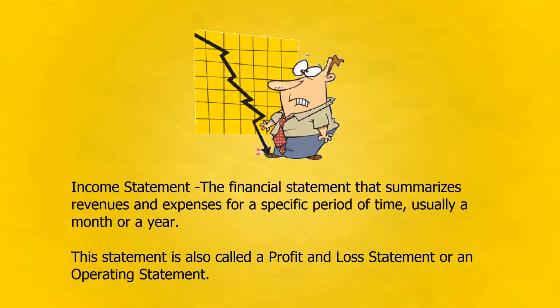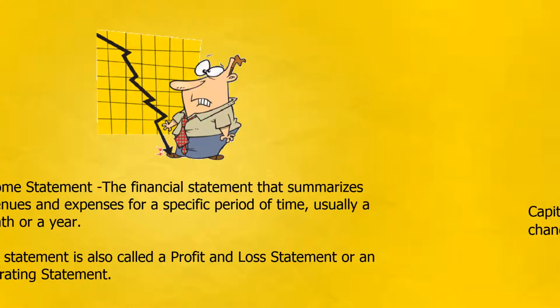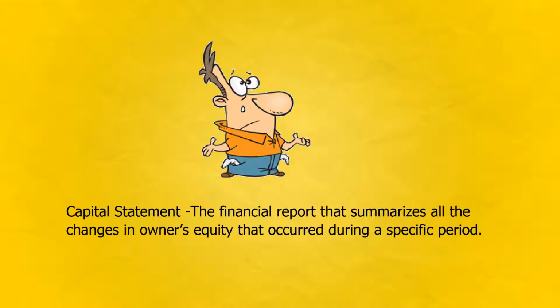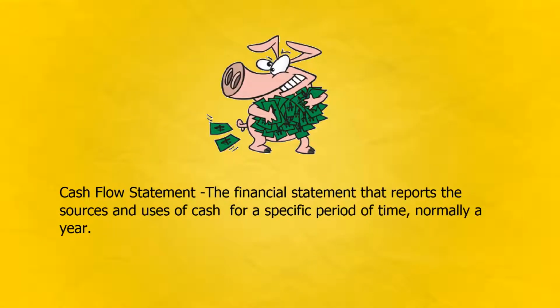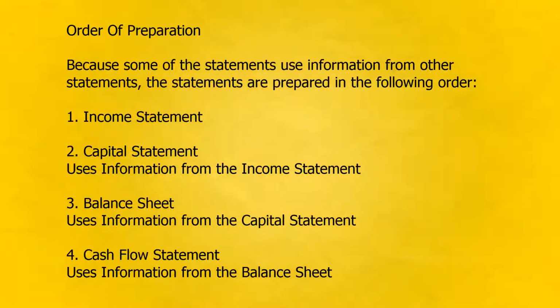Income statement, the financial statement that summarizes revenues and expenses for a specific period of time, usually a month or year. This statement is also called a profit and loss statement or an operating statement. Capital statement, the financial report that summarizes all the changes in owner's equity that occurred during a specific period. Cash flow statement, the financial statement that reports the sources and uses of cash for a specific period of time, normally a year.